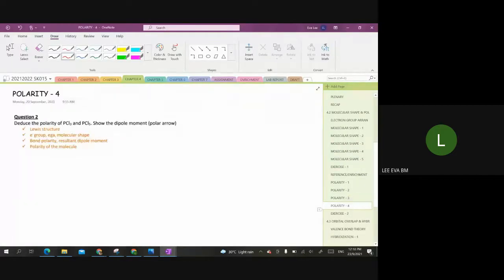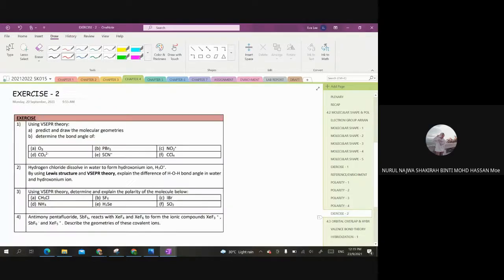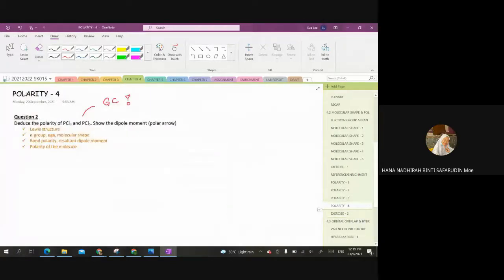So untuk soalan kedua ini, untuk PCl3, PCl5, madam nak awak buat ya. Yang ini submit dekat GC. Soalan ni saja dalam GC. Madam tak bagi jawapan dalam awak punya nota, kan? Tak ada. Yeah, GC only question 2.